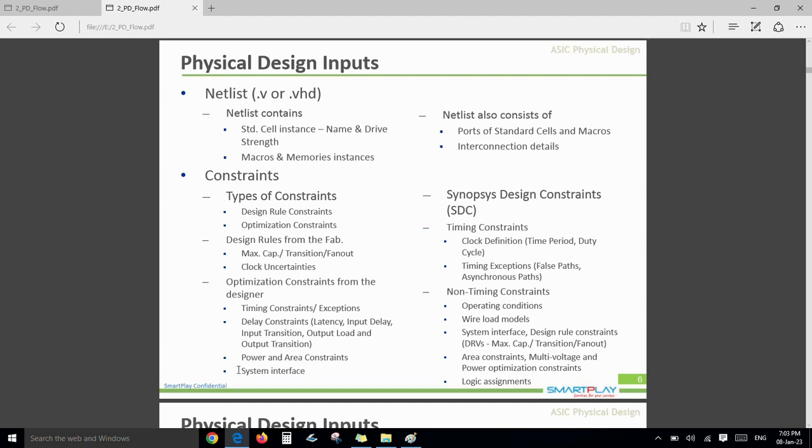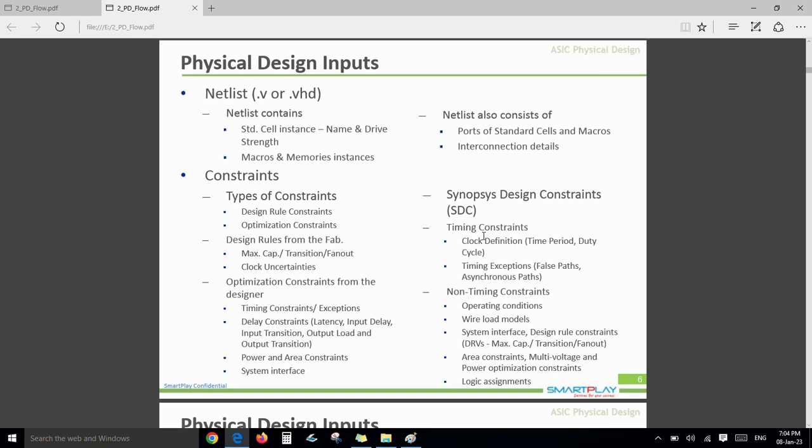And power and area constraints, and system interface is nothing but the interface, like the wire load model and those things. If it is not there, there will be another file. Actually, there is a QRC tech file, and in that file we mention it. And the clock definition: these are inbuilt, according to the clock spec file.